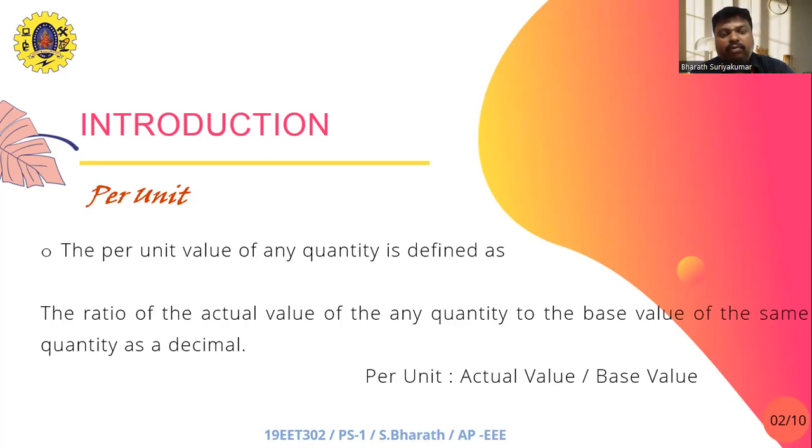So for any quantity you need to take, you need to have a base value. And the measured value is called the actual value. So when you compare the actual value with the base value, that is actual value divided by the base value, it gives you the value in the per unit system. So this is the definition for per unit. A per unit is a simple representation. It's nothing but an actual value divided by a base value.